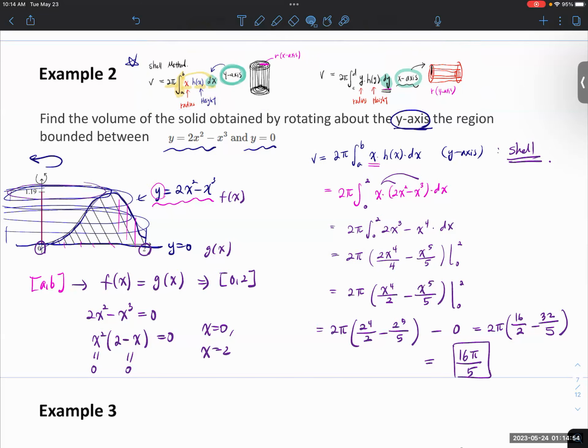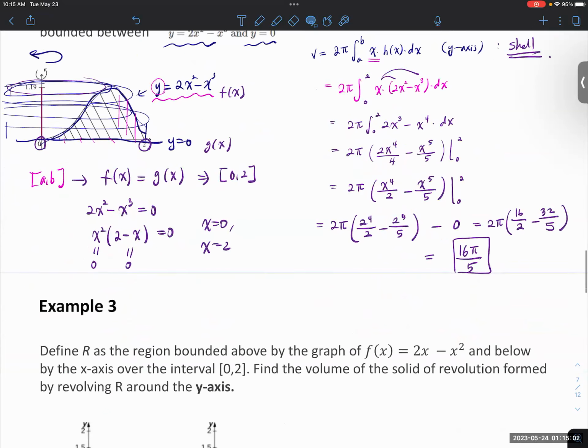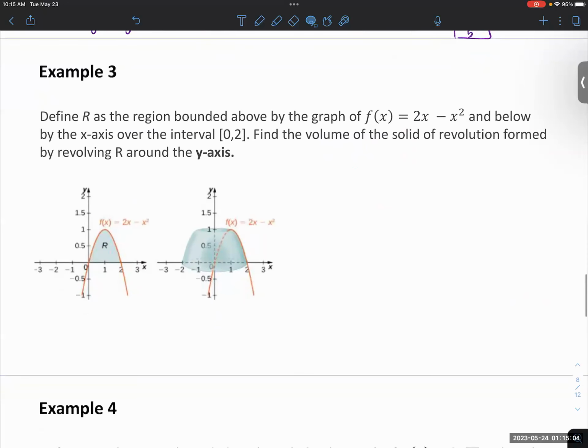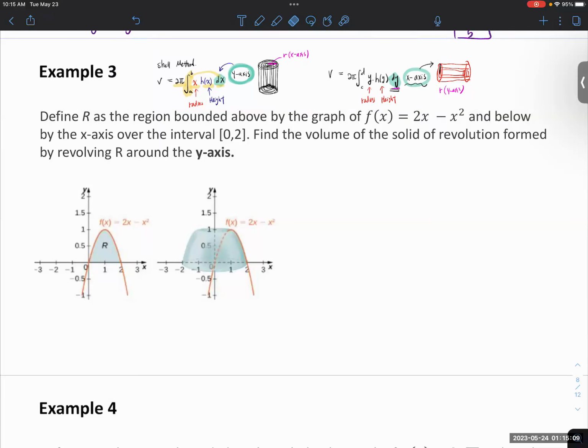Okay, so I think we are getting better and better. I'm going to do a couple more examples. So let's take a look at it. Example 3. I'm going to keep utilizing the shell method formula.